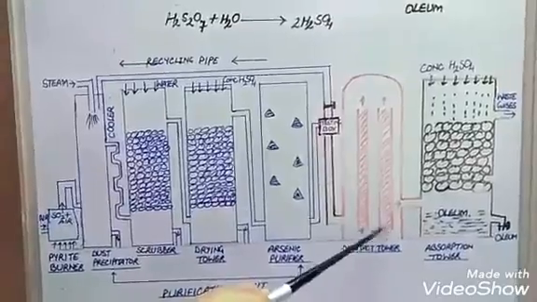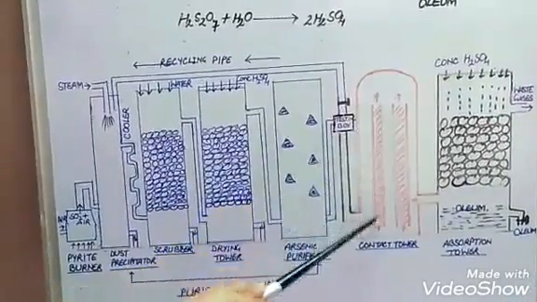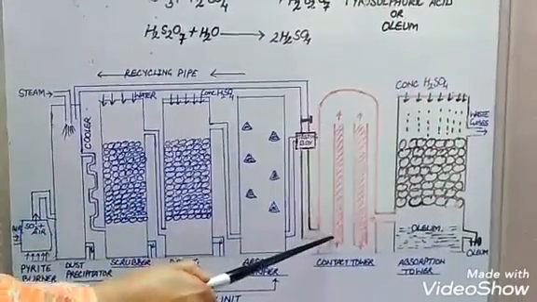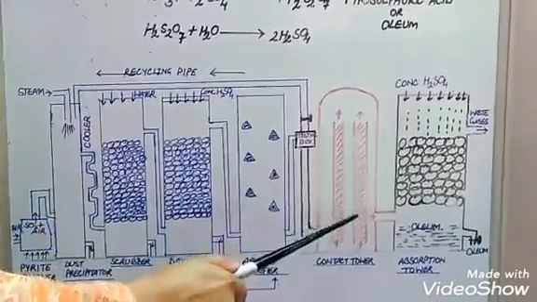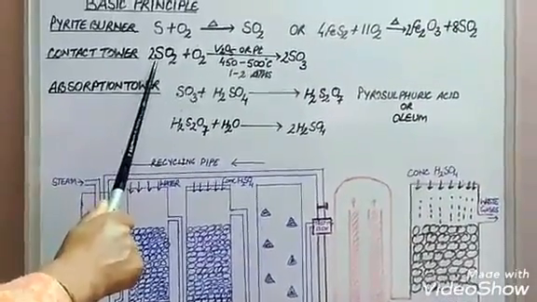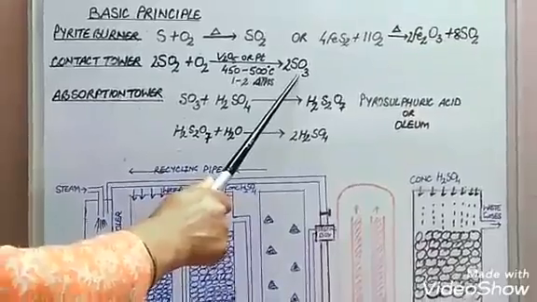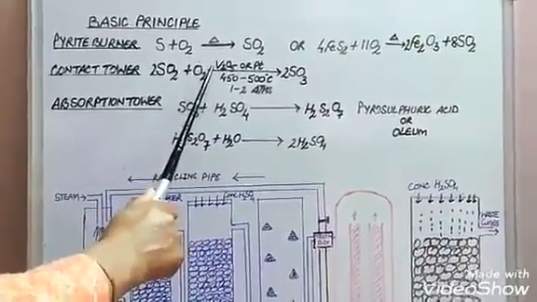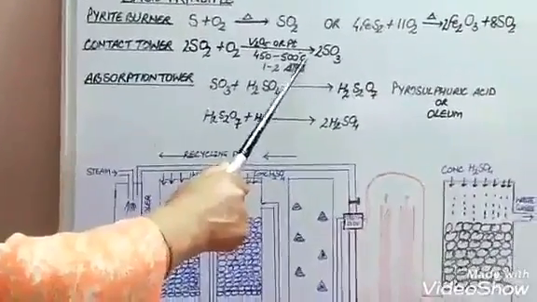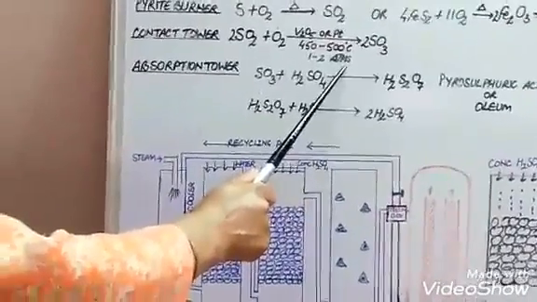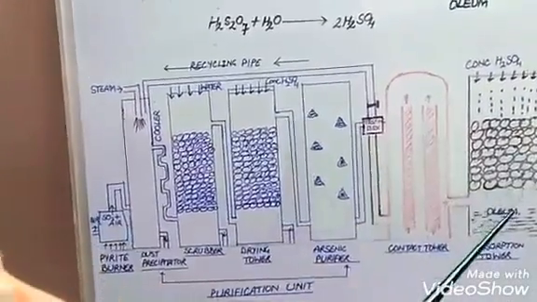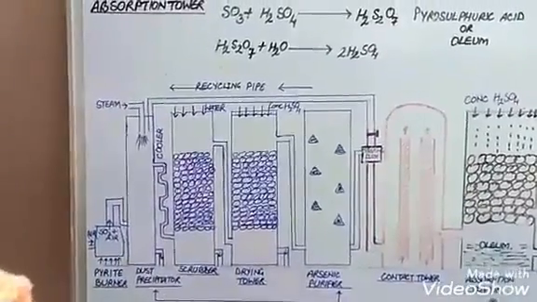tower or contact chamber. This contact tower contains pipes which are filled with catalyst. Vanadium pentoxide is the most commonly used catalyst. In the presence of catalyst, this reaction takes place in which sulfur dioxide gets oxidized to sulfur trioxide, at a temperature of 450 to 500 degrees Celsius and 1 to 2 atmospheric pressure. Sulfur trioxide produced here is passed into the next chamber which is called absorption tower.